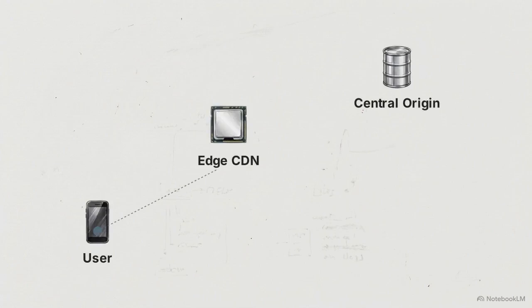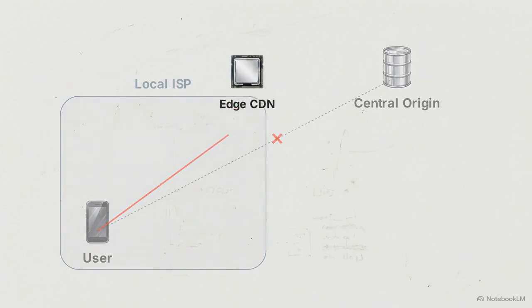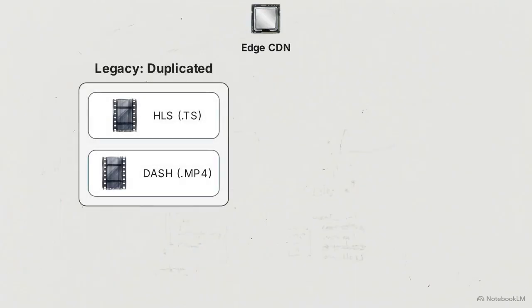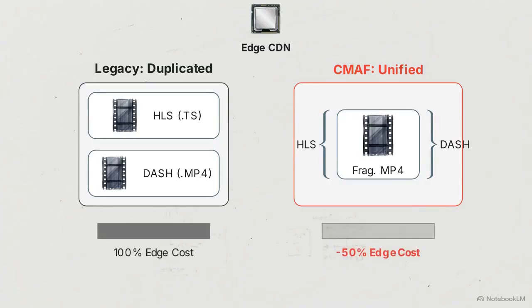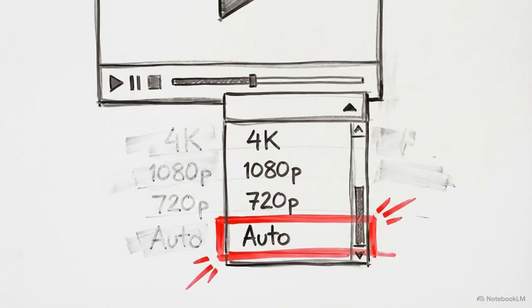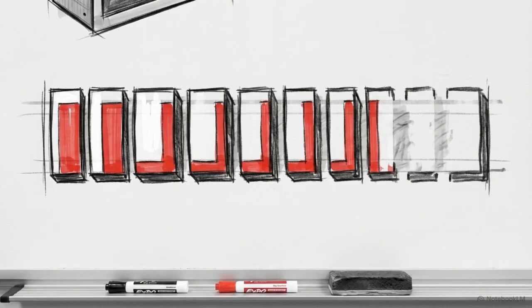Instead of routing to a central server, playback requests connect directly to an edge CDN inside the user's local ISP. To optimize storage, we package videos using CMAF, wrapping both HLS and DASH protocols around a single fragmented MP4 file, halving edge costs. The actual delivery relies on adaptive bitrate streaming. It is streamed over HTTP in discrete, multi-second segments.